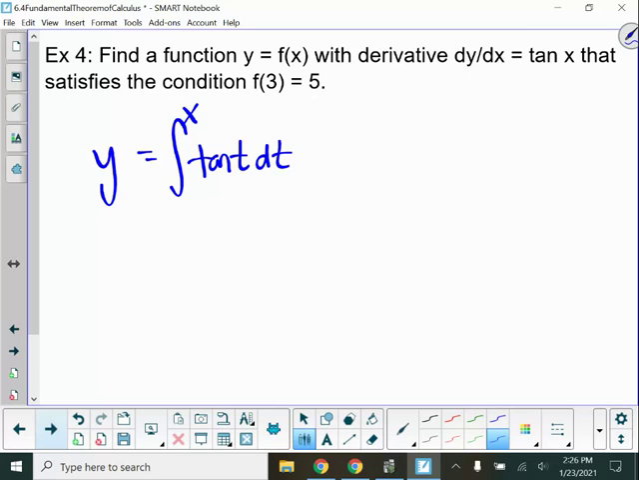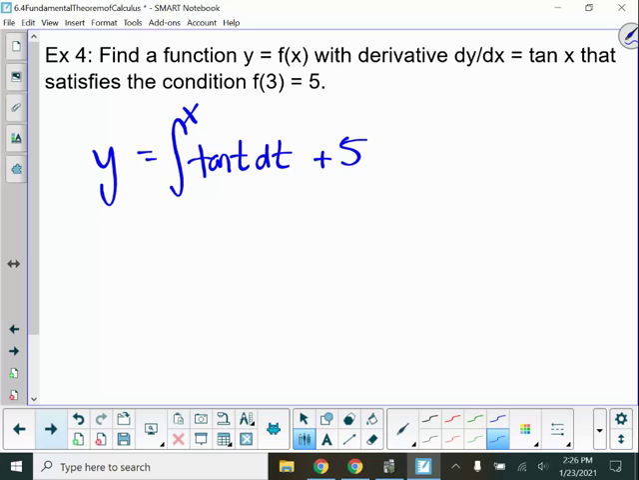Now the second condition says that f of 3 has to equal 5, which means when I plug in 3 for x, I would have to get back 5. Well, I don't have anything on the bottom of my integral right now. I don't have a value for a, and I did that on purpose because I want you to think about this for a second, especially going back to those rules that we had in 6.3. If I want to plug in 3 and make sure I get back 5, I probably want to have some kind of 5 in the problem. Because if I take the derivative of that 5, it's going to go away. Derivative of 5 is 0. So that's not going to affect the fact that dy dx has to equal tangent of x.